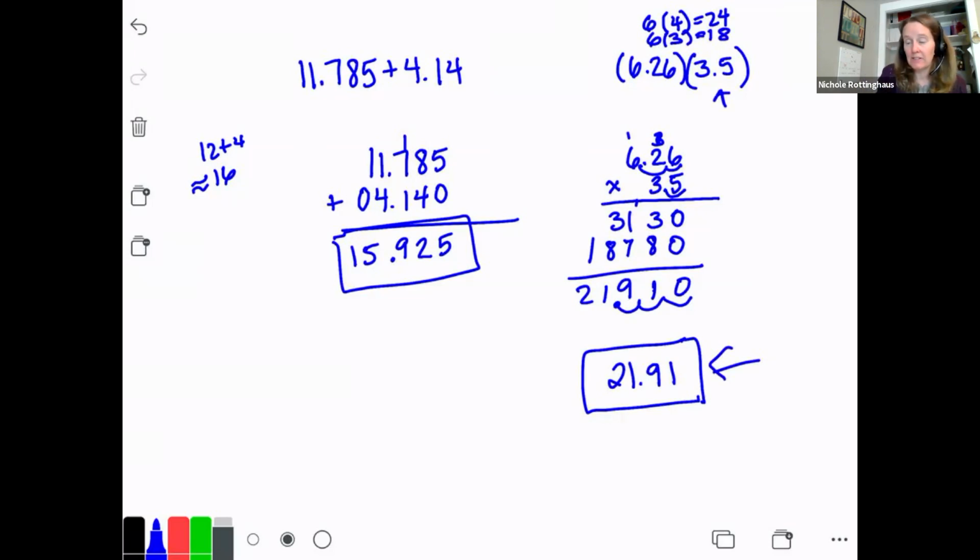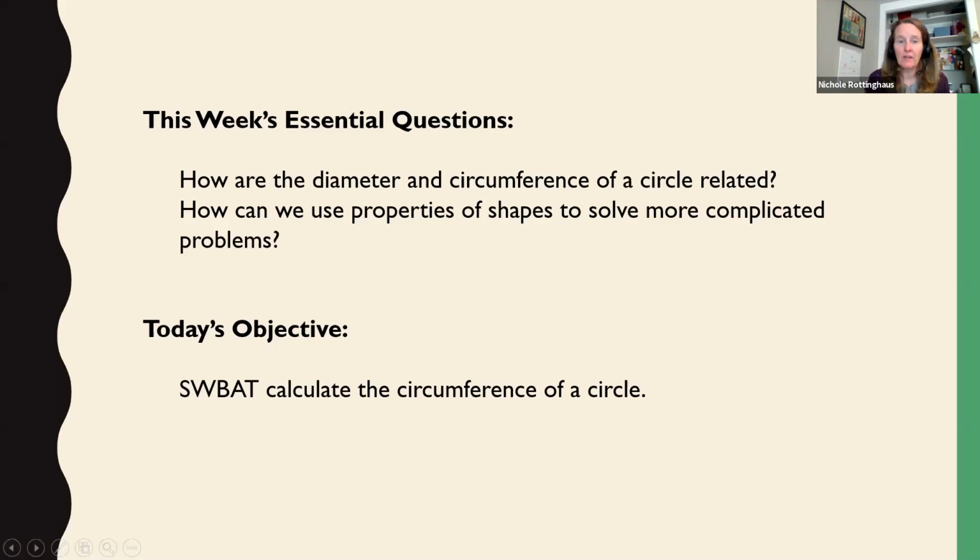Okay, let's go back to today's lesson. All right, so today we're moving on to calculating area and circumference of circles. And so the essential question that I want you to think about is: how are the diameter of a circle and the circumference of a circle related? We're going to talk about that. So keep that question in your mind.